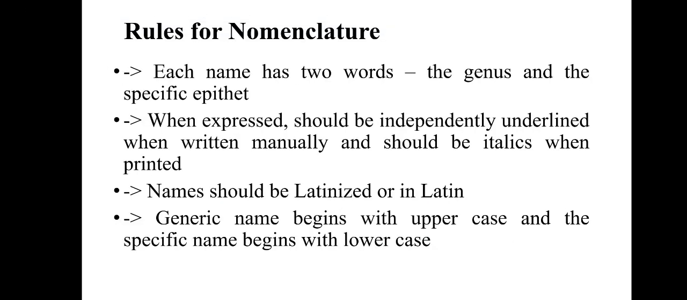Then the rules of nomenclature: it is always a two-word name. When typed or printed, it should be in italics, and when written manually it should be underlined independently. The names should be Latinized, or in the Latin language. The generic name begins with uppercase, that means a capital letter, and the species name always begins with lowercase, that means a small letter.